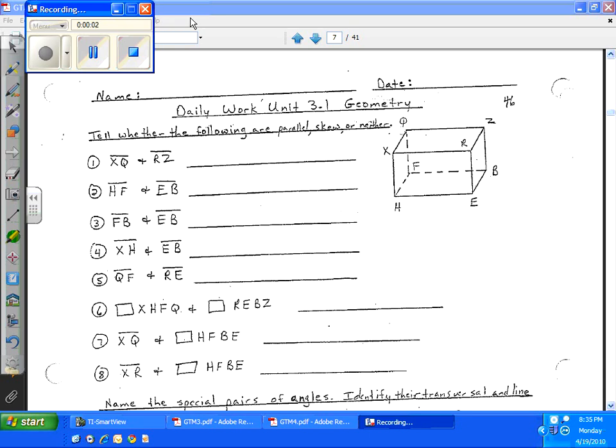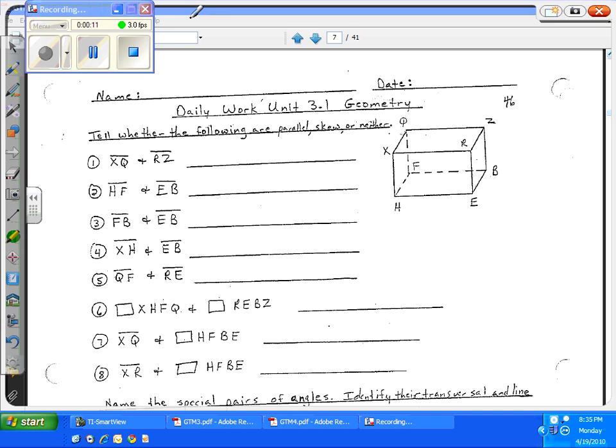Daily Work Unit 3.1. It says, tell whether the following are parallel, skew, or neither. And so it says XQ, there's XQ, RZ. They both lie in the plane of the top of the rectangular prism. They do not intersect, so they're two non-coplanar lines. Excuse me, that was wrong. They are two coplanar lines. There we go. Two coplanar lines that never intersect, therefore they are parallel.